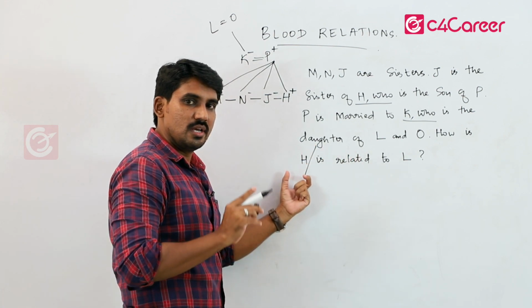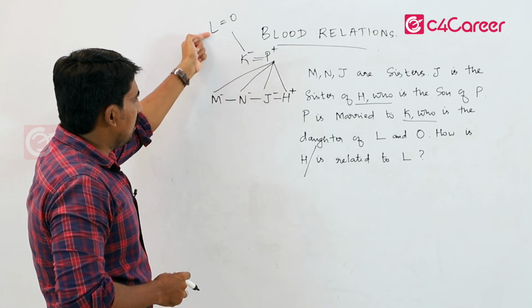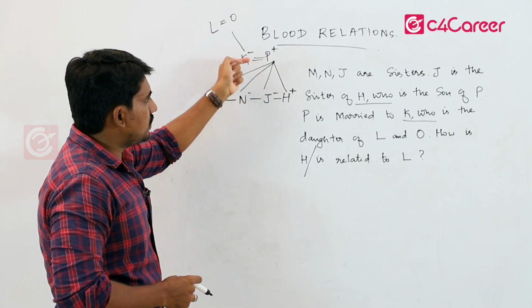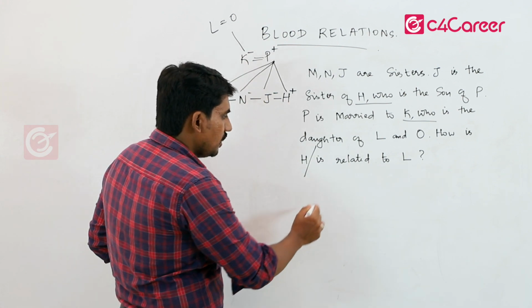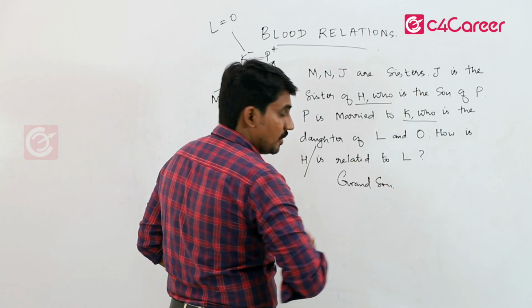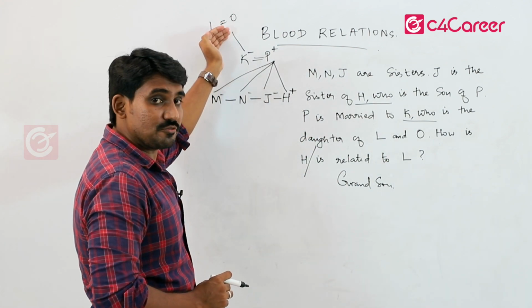How is H related to L? That means we have to find the relation of H from L. Clear? L's daughter's son. L's daughter's son is what? Grandson. Clear? Therefore, H is the grandson of L. We have to find the relation of H from L.